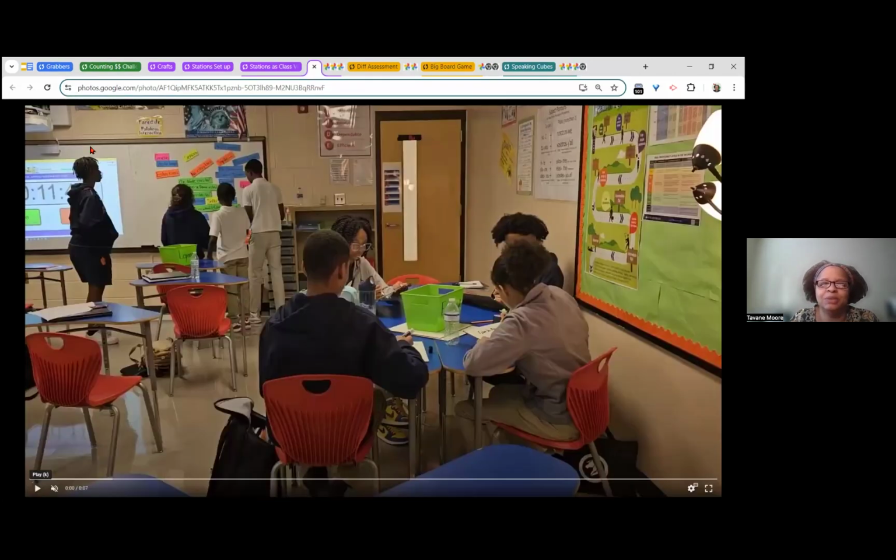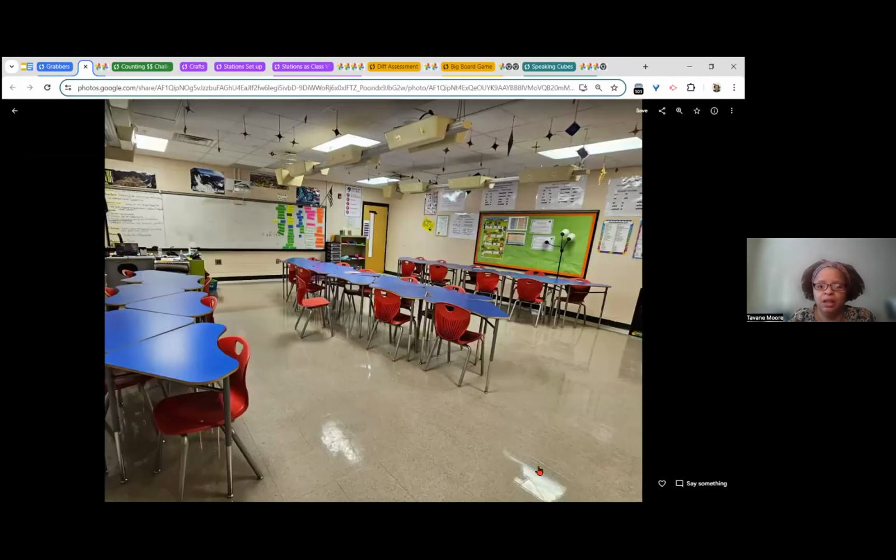All right, next we have Grabbers, a game that I created. Basically, depending on how big your class is, you put your desks in teams of 2 or 3. And so that's what it looks like. This year I had these little cool tables.